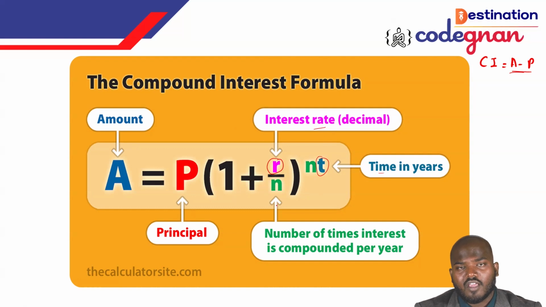If you take the year, we can divide it into half-yearly, quarterly, and monthly periods. This is how we define N. Please write down this formula, the definitions, and the terminologies in your notebook.